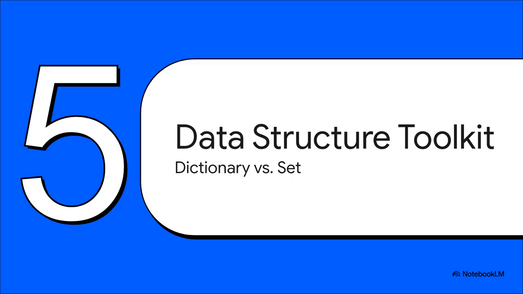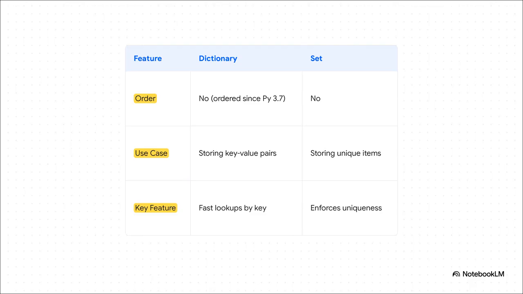So let's just pull back for a second and look at our toolkit. We've got these 2 powerful unordered data structures. The question is, when do you reach for the dictionary, and when is a set the right tool for the job? Well, here's the cheat sheet. Do you need to associate a key with a value, like a word and its definition? Use a dictionary. Do you just need to store a collection of unique items and maybe compare it to another collection? That is a job for a set. They're both built for speed, but they solve different problems.